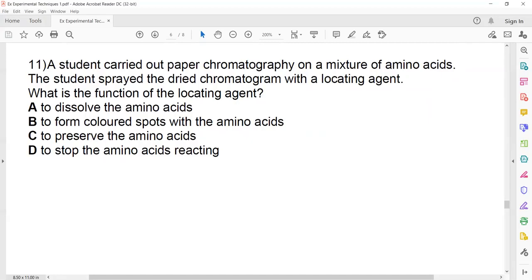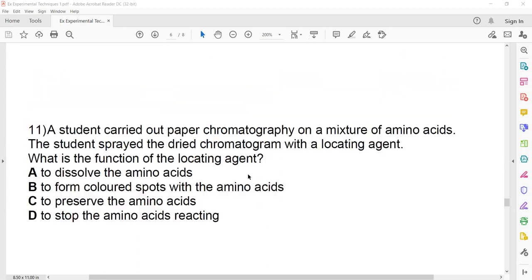For question 11, a student carried out paper chromatography on a mixture of amino acids. What are amino acids? Amino acids are colorless. So the student sprayed the dried chromatogram with a locating agent. What is the function of a locating agent? The locating agent makes the spots visible, that is, it forms the colored spots.